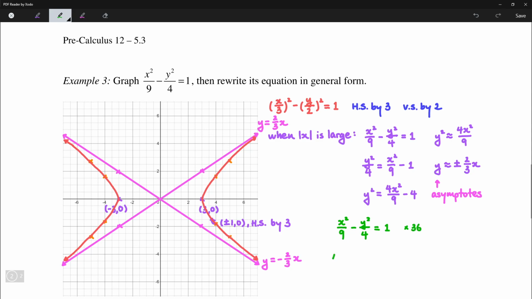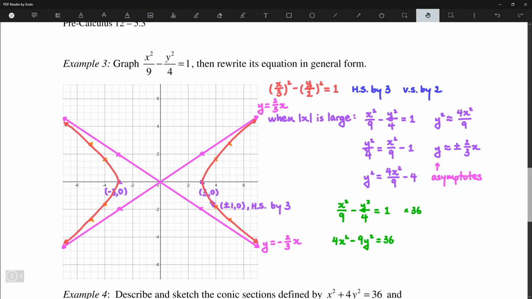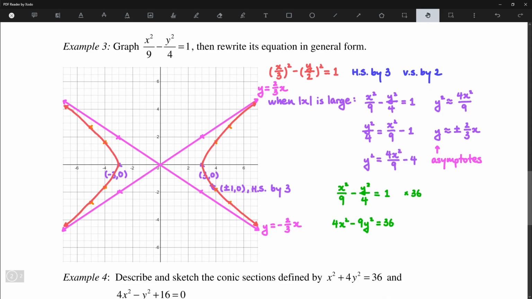So this becomes 4x squared minus 9y squared is equal to 36. And so finally, we can just move the constants to the left-hand side as well. So we have 4x squared minus 9y squared minus 36 equals 0. And that will be the general form for this hyperbola.